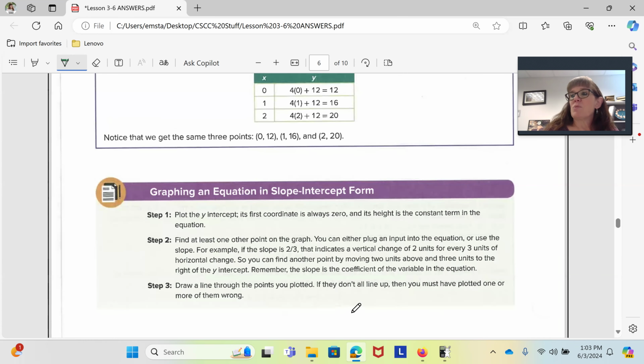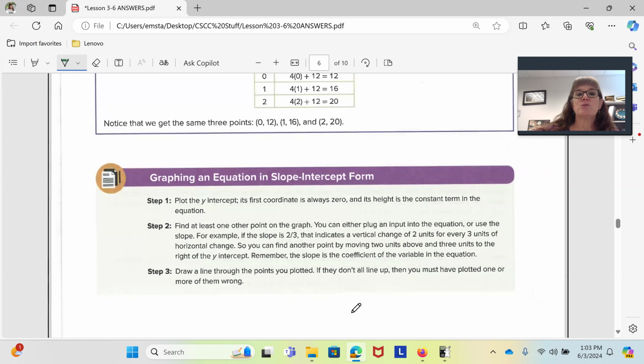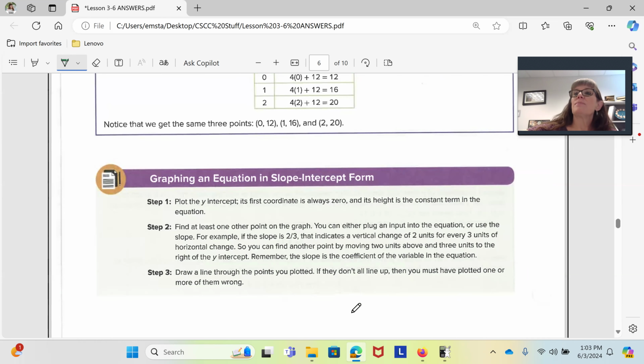They do show us in this purple box how to graph an equation in slope-intercept form. So if you don't want to find the points, you can graph the y-intercept and then use the slope to go up and over to find another point. So this is the end of the slope-intercept section. The next section we'll look at after this in section 3.7 is point slope. It'll be the last form of an equation we do.